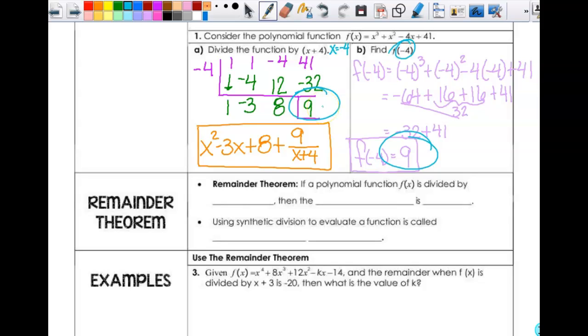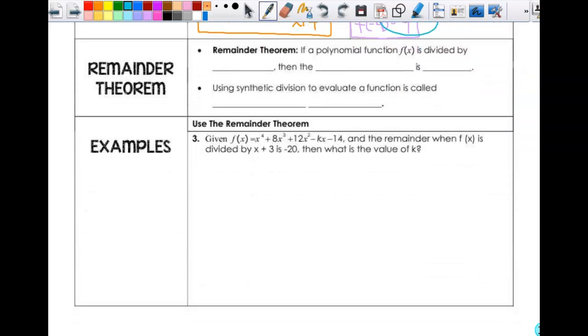And that's what our remainder theorem says. It says, if a polynomial function f of x is divided by x minus c, then the remainder is f of c.